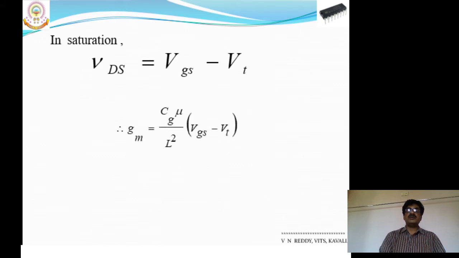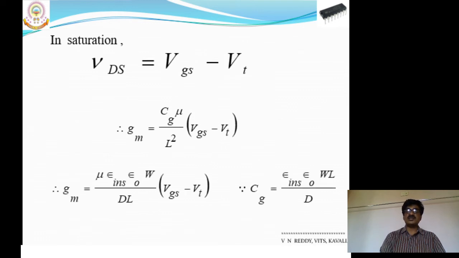Now coming to see the equation for the same gm in the saturation region. In the saturation region, what is the VDS value? Saturation starts when VDS equals VGS minus VT. Now substitute that in the above equation so that you can express gm like this: gm equals Cg mu by L square into (VGS minus VT). This is the expression for gm in the saturation region.